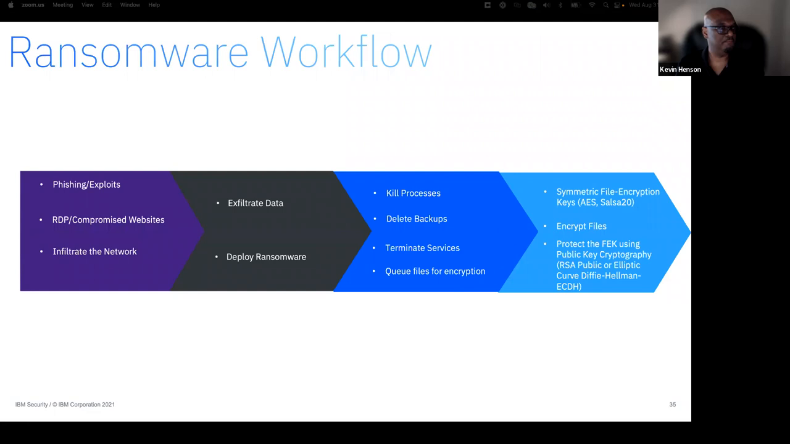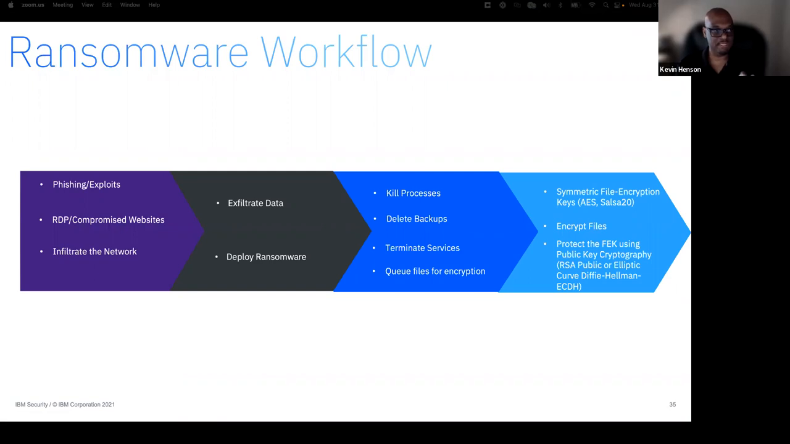So this is just a workflow of a particular ransomware infection. Normally it starts with phishing, and then they get access to the system via RDP or a compromised website. Then they steal the data. Next, they deploy the ransomware. And once you deploy and execute the ransomware, it normally does a few things. It kills processes, it deletes backups, it terminates services, and it starts what's called queuing the files up for encryption.